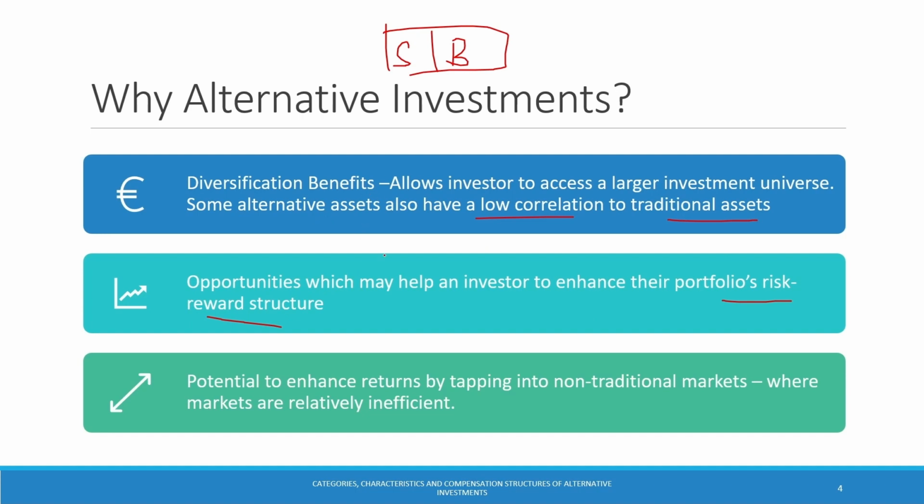What are the other benefits? So alternative investments, they tap into non-traditional markets. For example, let's say we take a stock. In the stock price, a lot of the news is already baked in. So the markets tend to be mostly efficient. But in some of the less traded assets, the markets are relatively inefficient. So we can take advantage of that inefficiency and increase the returns of our portfolio.